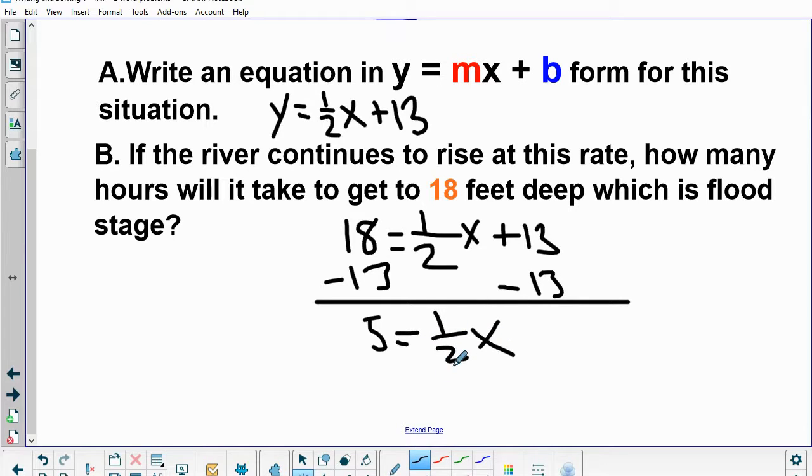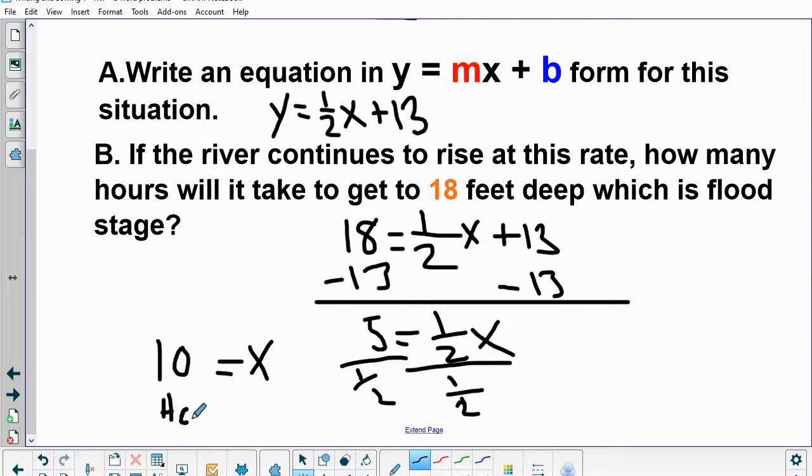Now to finish it off, I divide both sides by 1/2. 5 divided by 1/2 ends up being 10. So it's going to take 10 hours. In 10 hours, this river is going to be hitting flood stage. That means you've got 10 hours to make sure you get everybody evacuated or everything out of your house so that you don't end up having a big mess on your hands.